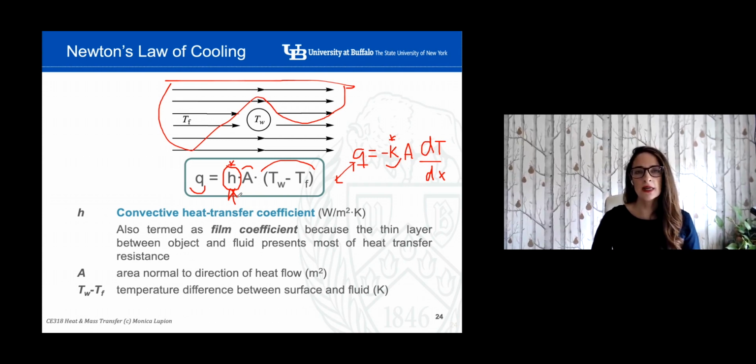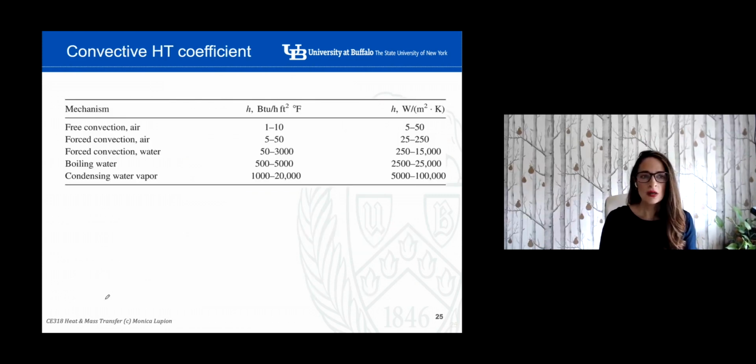It's more sophisticated, and we're going to spend a lot of different lectures trying to define or calculate the value of this convective heat transfer coefficient h. Okay, what else do we have? We have the area, and we also have the temperature difference. So we still need delta T in order for the heat transfer to happen. Different values of the convective heat transfer coefficient.